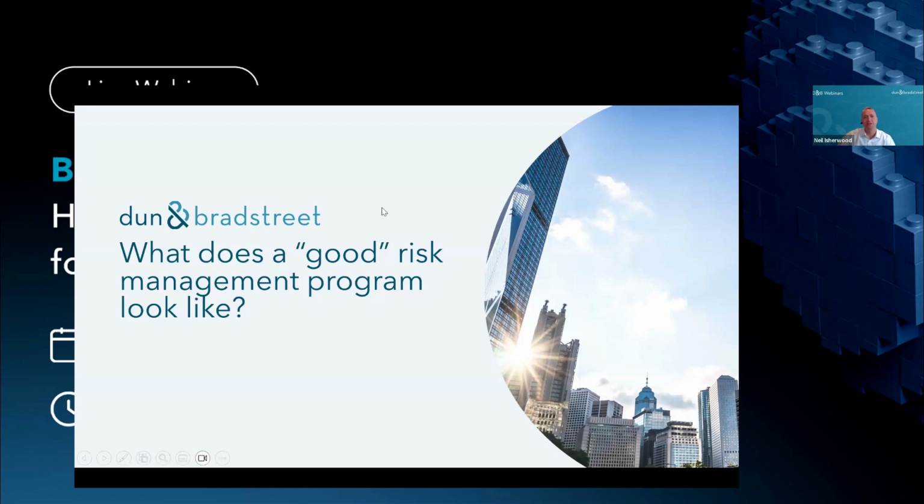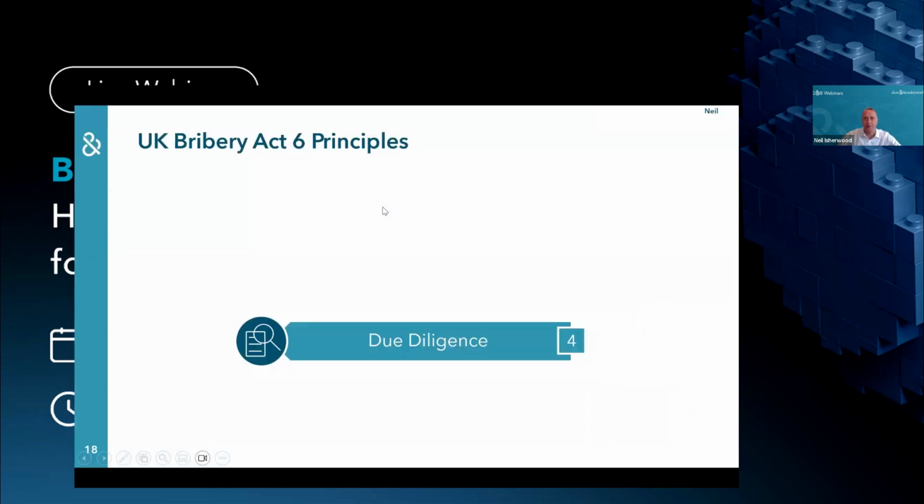So to then move into what a good program looks like, and wondering where to start, one of the documents that we're going to concentrate on today is the UK Bribery Act Guidance. The reason for looking at this document is it simplifies the program into 6 key principles. First of all, on screen, we've started with due diligence, because I think that's where a lot of organizations start to look first. How do we get a handle on risk?